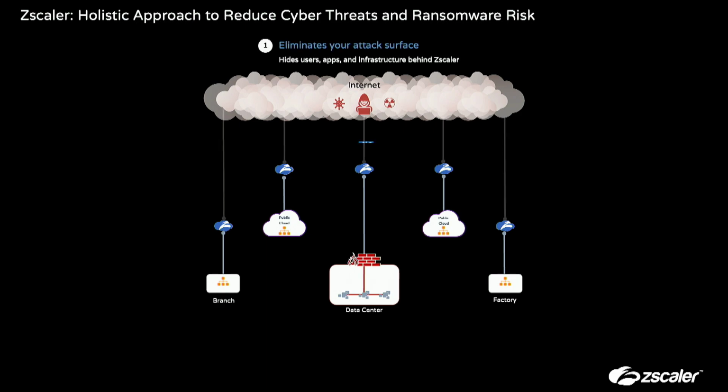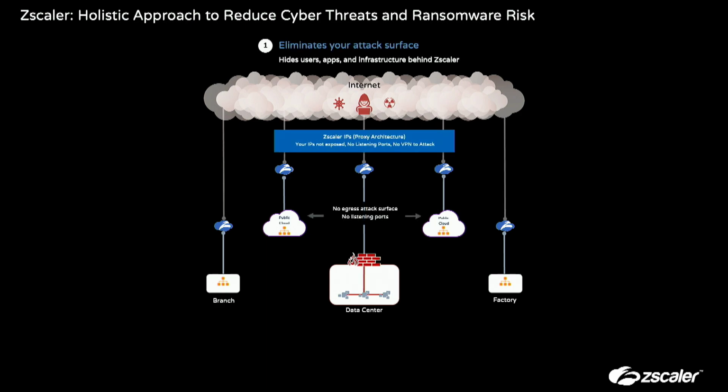So where is the attack surface? Your IPs are no longer visible to the internet. You go out through Zscaler. If they can't find you, they can't attack you. So the number one benefit is we eliminate your attack surface. You are hidden behind us.